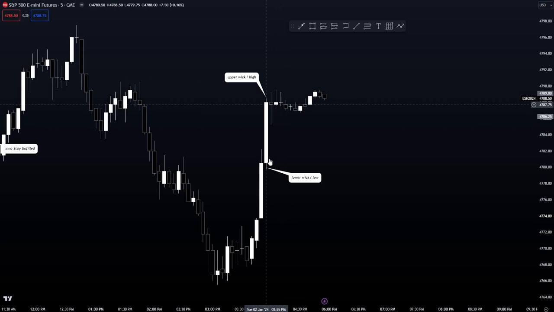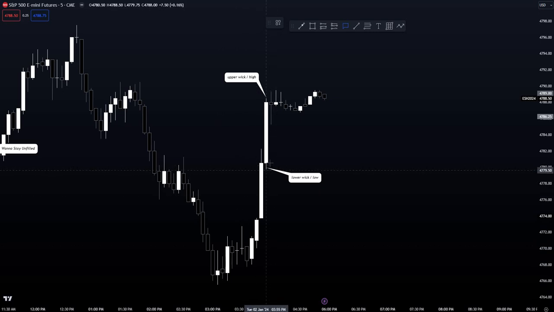Now, the body. If we have a white candle right here, your candles are going to look green and red. The candles that are going up are going to be white for me. The candles that are going down are going to be black for me. If we have an up-close candle, the candle is going up. This is called a bullish candle. If we have a black candle that's going down, this is a bearish candle, or a down-close candle.